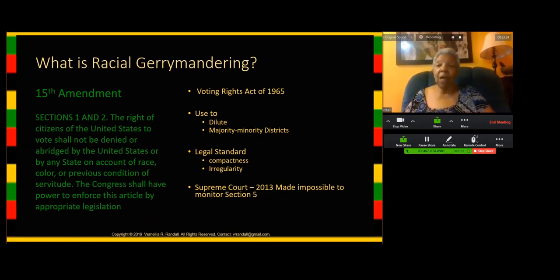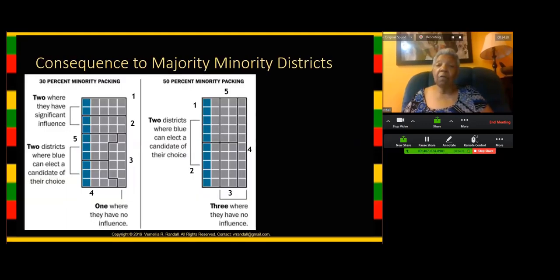Now, the problem with trying to do something about racial gerrymandering is that even though it's still illegal, in 2013 the Supreme Court did away with Section 5, which was the monitoring section of the Voting Rights Act, by saying that there would not be automatic monitoring of states based on Section 5. So now while it's illegal, there's no real monitoring, and the only thing that can be done is to sue.